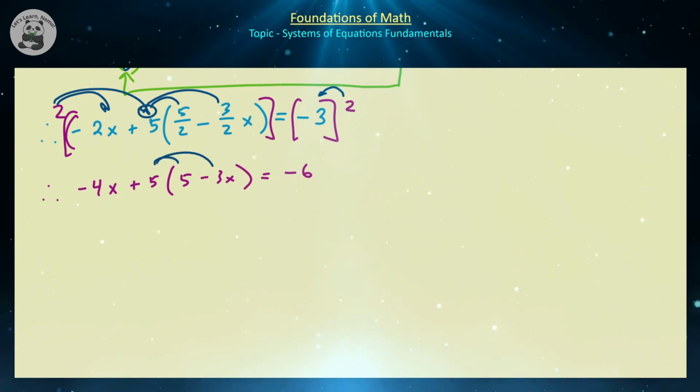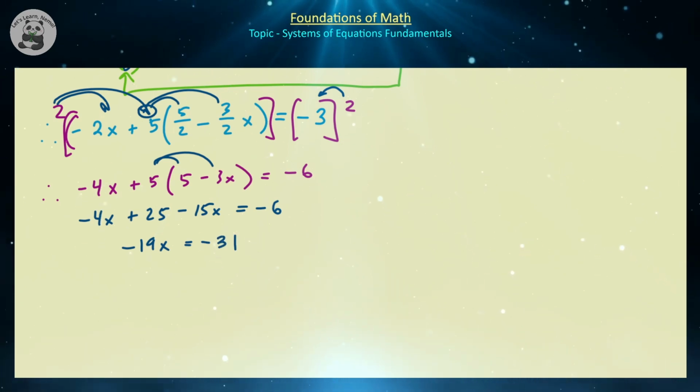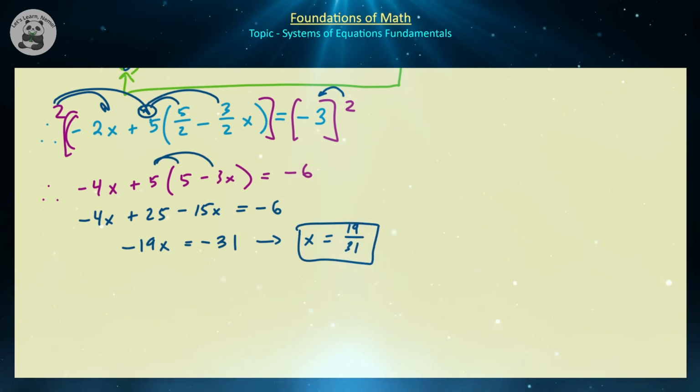So now we're just going to distribute that 5 in, so we're going to have minus 4x plus 25 minus 15x is equal to minus 6. And what we have going on here is minus 19x is equal to minus 31. So we're going to have that x is equal to 31 over 19, and that's going to be a positive quantity. 31 divided by 19.